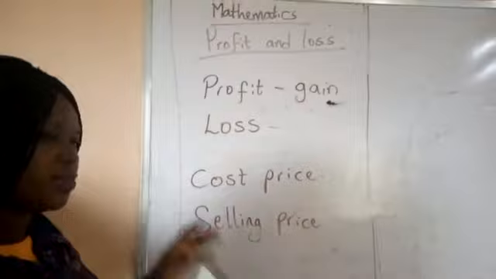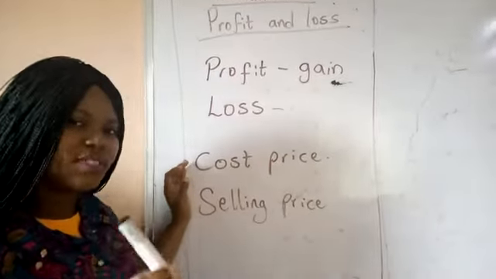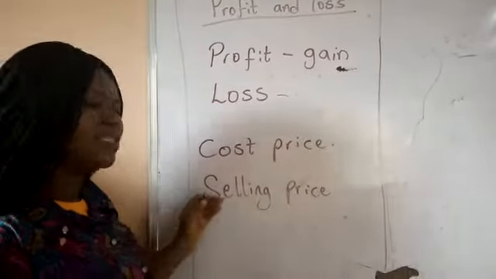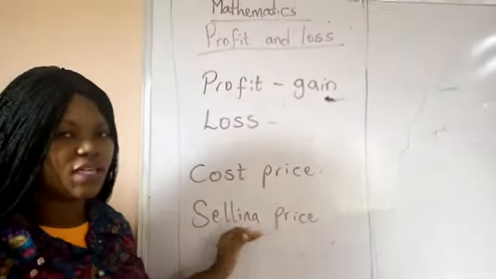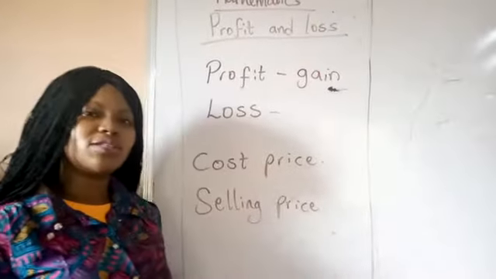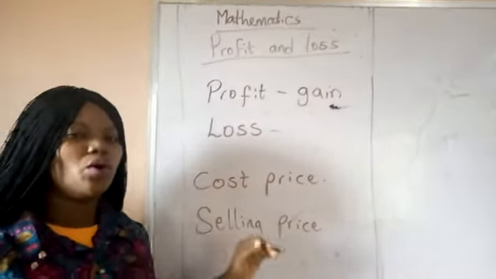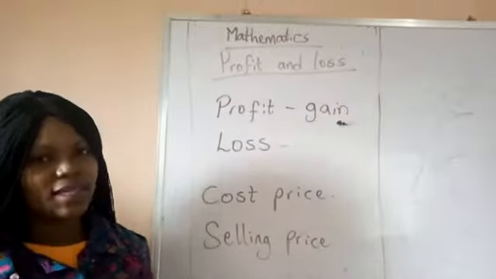Let me take an example. This is a marker. I bought this marker at the rate of 15 naira and I'm selling it to you at the rate of 70 naira. So, do we make a profit or a loss there? It should be a profit because my cost price was lower than the selling price.